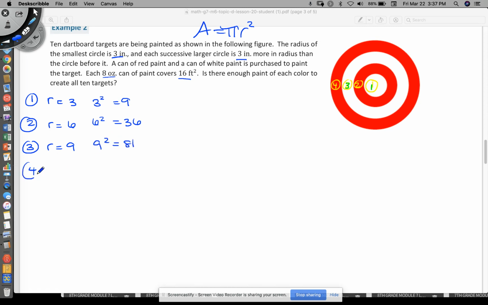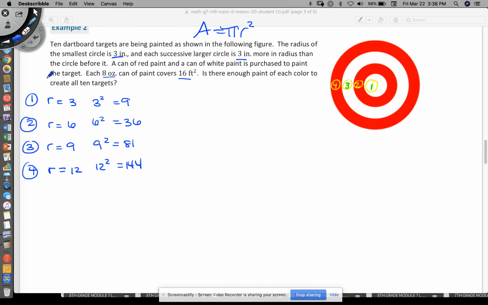And then the last circle is 3 more, which is 12, and 12 squared is 144. All right, so that's just finding somewhat of the area because, of course, I have to calculate it in pi.